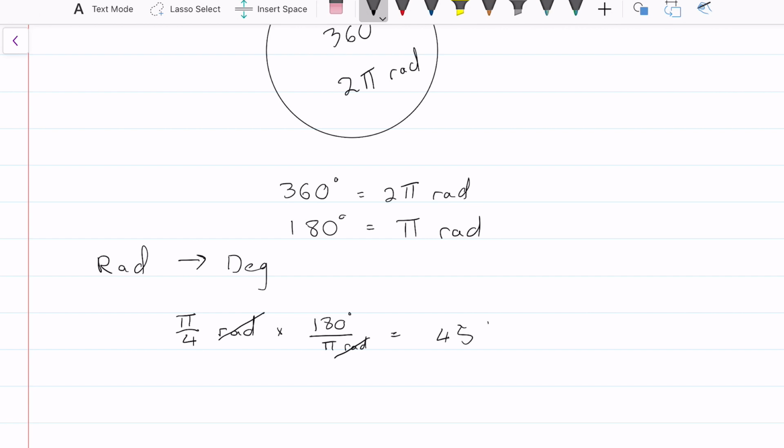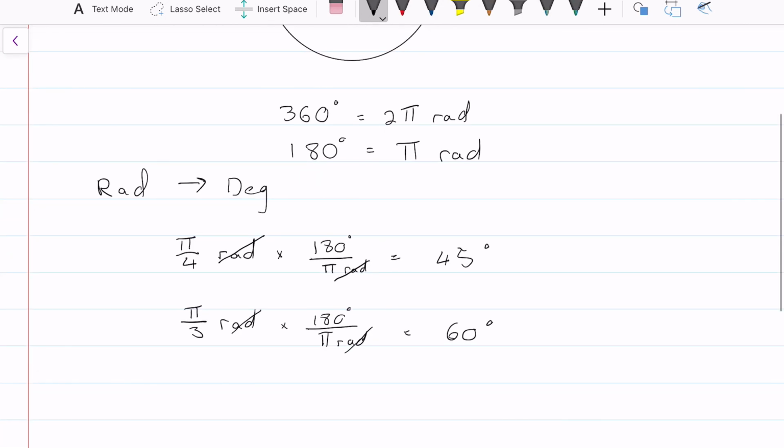45 degrees. Okay, so if we have 3 pi and I want to convert it from radians, I'm going to multiply it by 180 degrees over pi radians. Again, the radians cancel, and it gives us 60 degrees. Okay, so there's a bit of a pattern, right? If you start with radians and you want to get to degrees, multiply it by 180 over pi. That gives us 30 degrees.